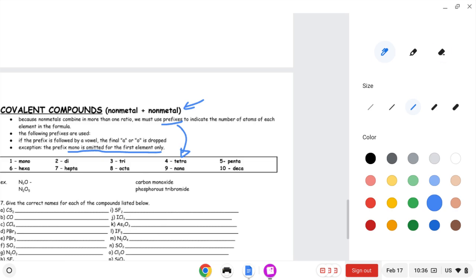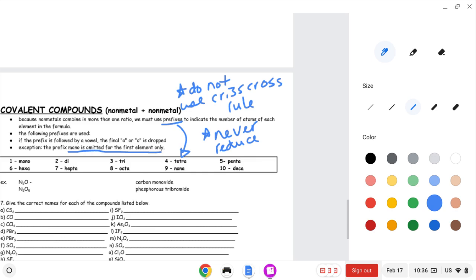A couple other things to be aware of here with covalent, so please make these notes: we do not use the crisscross rule, because these are not ionic compounds. We only use the crisscross rule for ionic, and we also never reduce the formula. We will reduce formulas in ionic compounds, but we don't in covalent. Covalent is simpler and it's different. So we don't use the rules for ionic compounds.